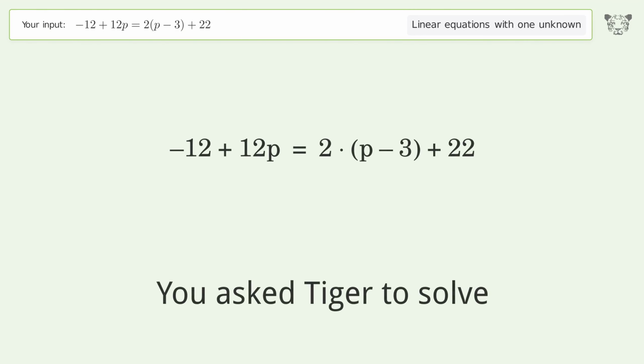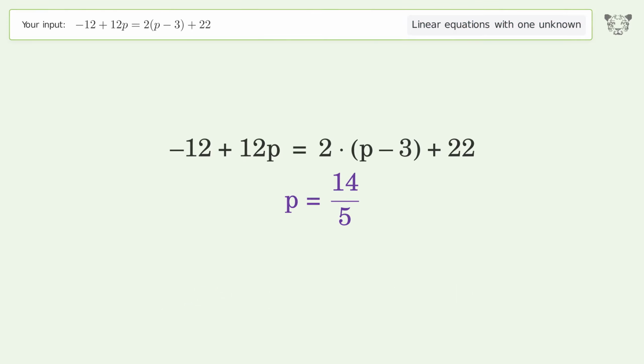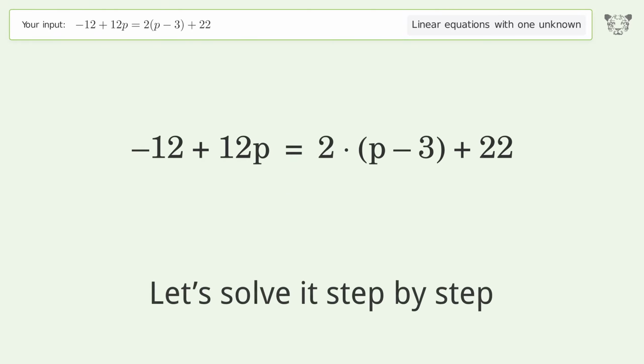You ask Tiger to solve. This deals with linear equations with one unknown. The final result is p equals 14/5. Let's solve it step by step.